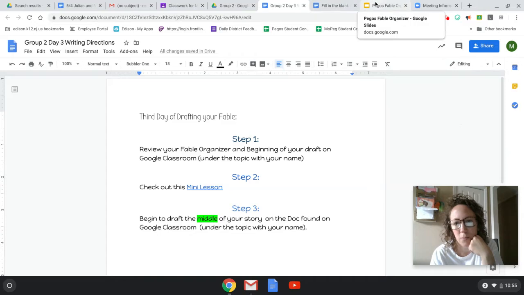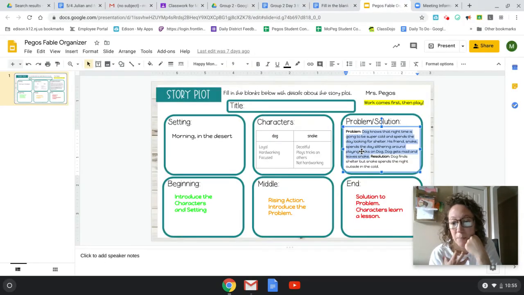Let's look at the fable organizer and review it. So this is mine. My moral is that work comes first, then play. The setting is the morning in the desert. The characters are dog and snake. Dog is loyal, hardworking, and focused. And snake is deceitful. He plays tricks on others, and he's not hardworking. My problem is that dog knows that the nighttime is going to be super cold and spends the day looking for shelter. His friend Snake spends the day slithering around playing tricks on dog. Dog gets mad and leaves Snake. The resolution or solution is that dog finds shelter, but snake spends the night outside in the cold.